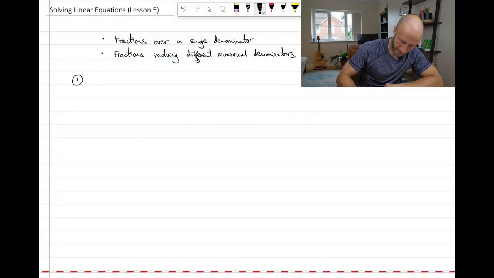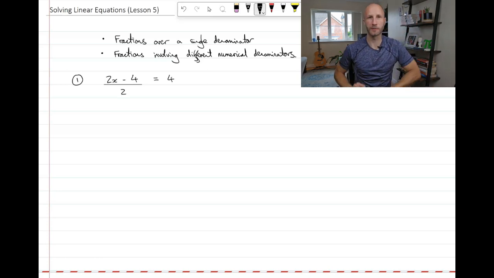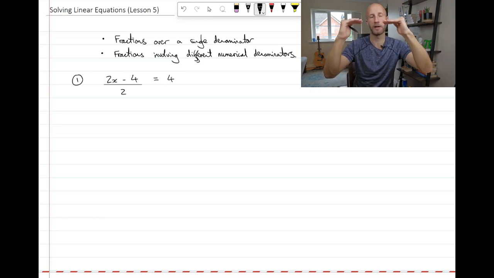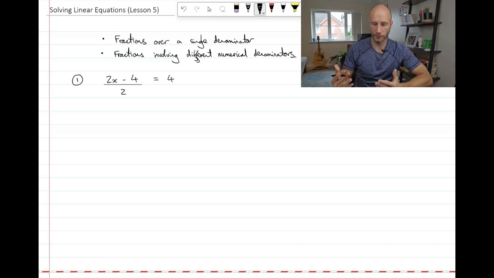Question one is going to be over one single denominator. So the first question is (2x minus 4) all over 2 is equal to 4. Lots of 2s and 4s in this question. So when you've got this, we've done questions before when we've had fractions with numerical values, so a number on the denominator. And in order to clear this, remember, an equation is like a puzzle. We're trying to balance things out. Whatever we do to one side, we've got to do the same to the other side, because if we add 5 to one side, we've got to add 5 to the other side to balance it back out. All those rules still apply.